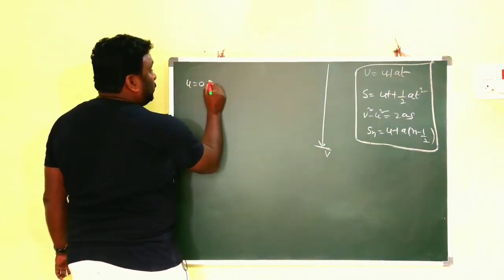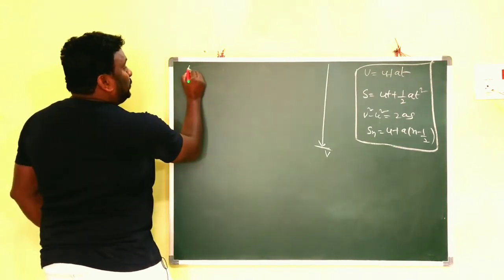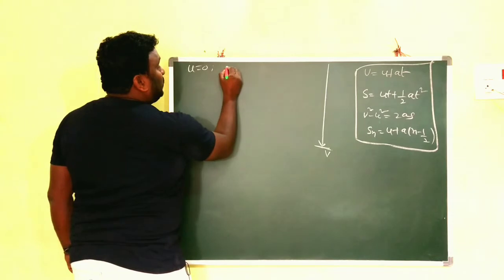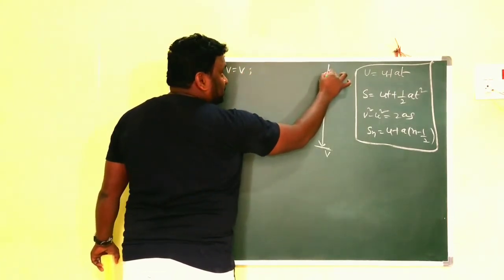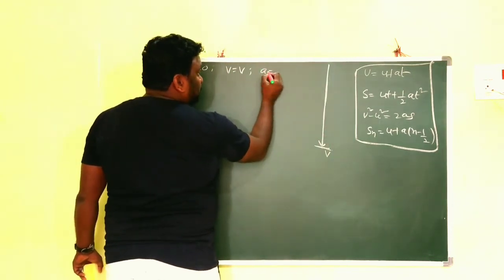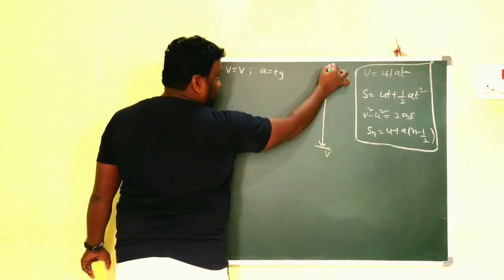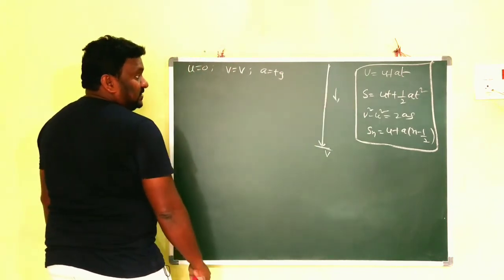That's why here u is equal to 0 and v is equal to v. And once the body comes down, what do you have to say? a is equal to plus g, because the body is moving in the direction of gravitational force. That's why a is equal to plus g.